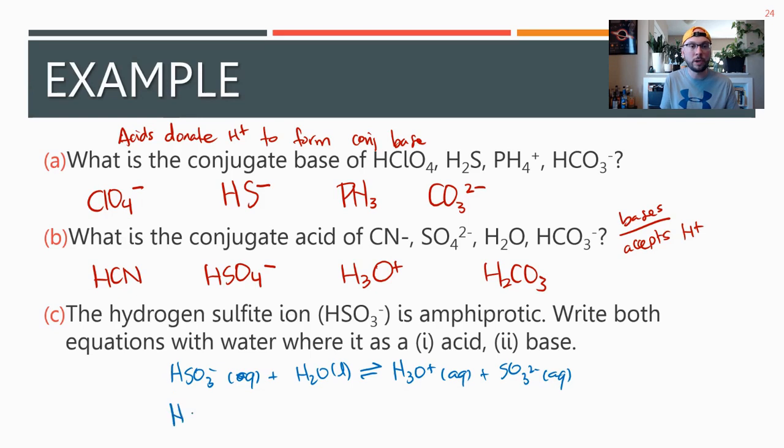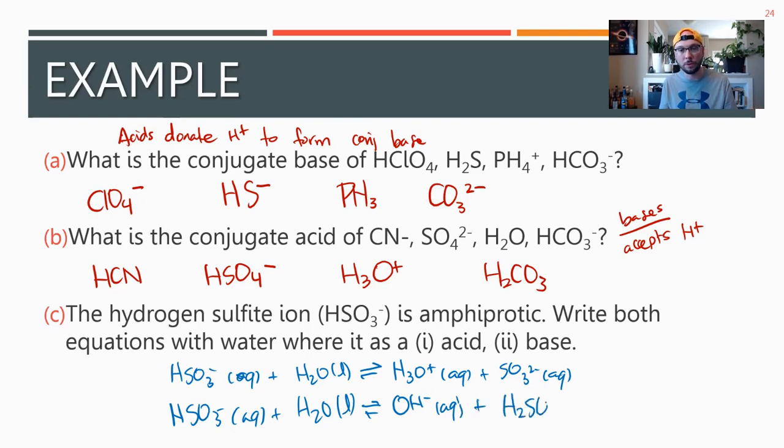So we're going to start the same way with the second one. HSO3- reacts with H2O liquid. In this case, it's acting as a base, so it's going to accept. So the hydrogen is going to be pulled away from the water and given to the HSO3-, so it becomes OH-, and H2SO3, with no charge, aqueous.